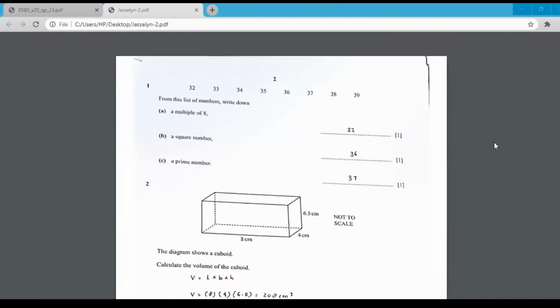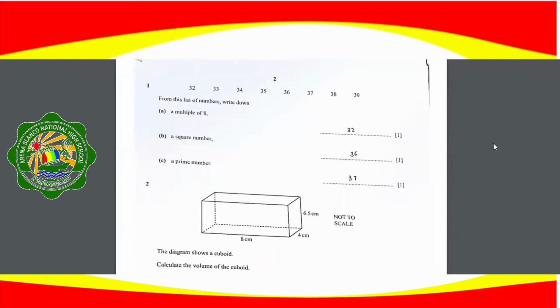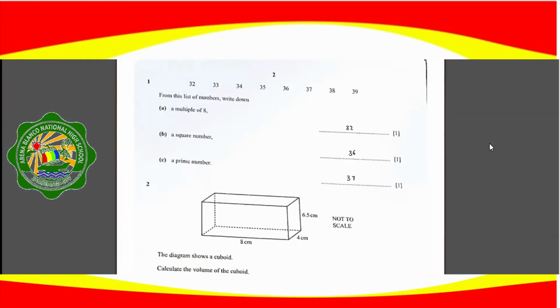Shall we start? Yes. Okay, so let's start with number 1. Kindly read. From this list of numbers, write down a multiple of 8. 32. Okay, so that's correct. Next. A square number, 36. Okay, that is also correct. A prime number, 37. Okay.